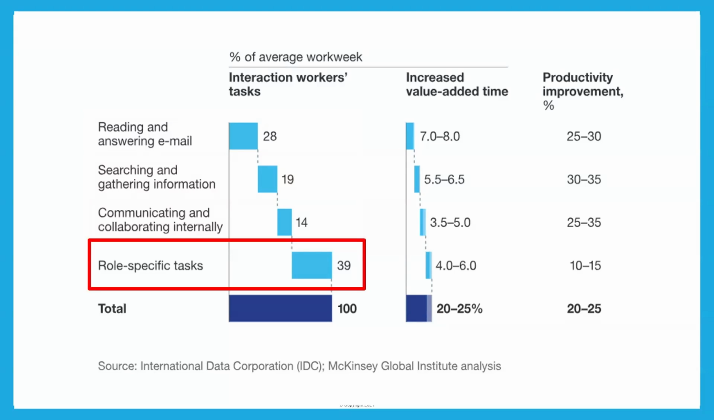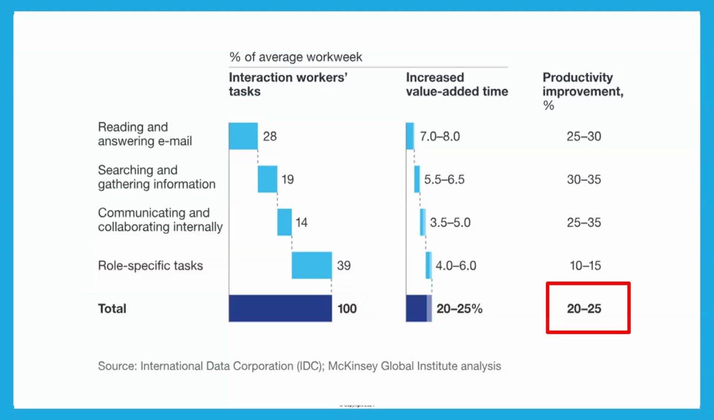And look at it another way, 39% of every day, only 39% is doing role-specific tasks. Those are answering customers' phone calls, building product, providing services. Those are what you can make money at. 39% a day, that's terrible. And if you look over in the far right corner, McKinsey Global said, using what they termed social technologies, you could improve productivity 20 to 25% per worker.